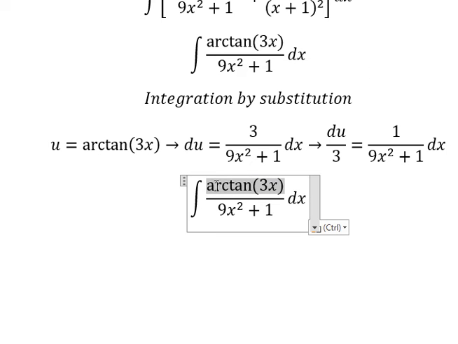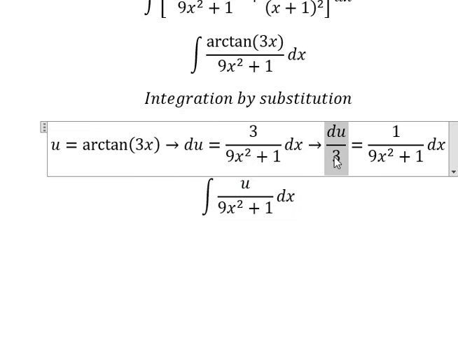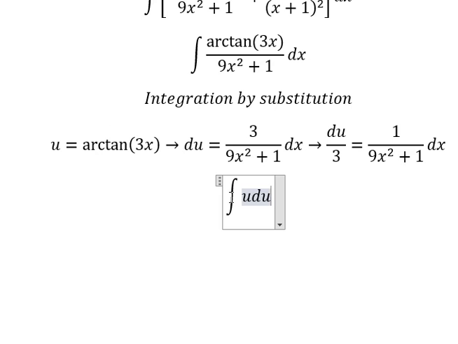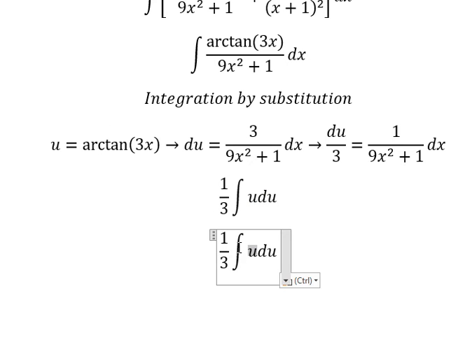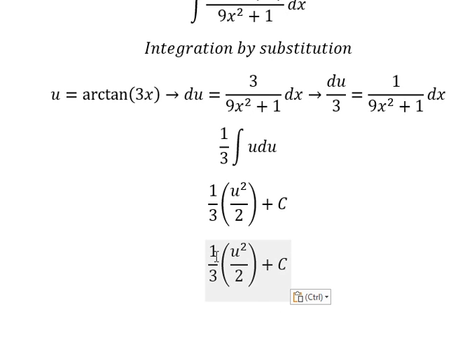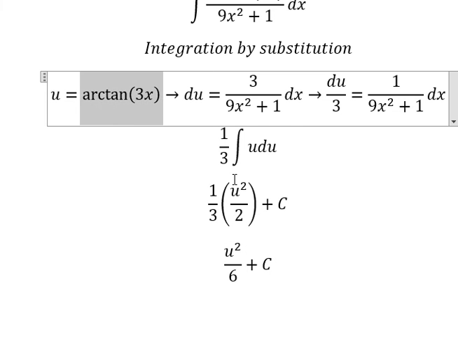This one we change by u. dx over 9x squared plus 1 we change by du over number 3. So the integration of u, we have u squared over 2. Number 3 and number 2, we have number 6. About u, that is about this one.